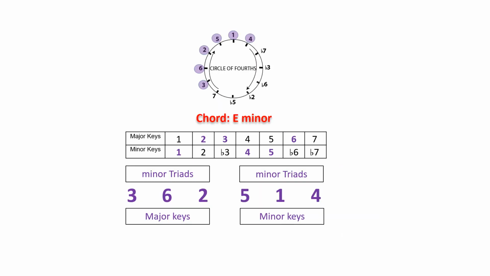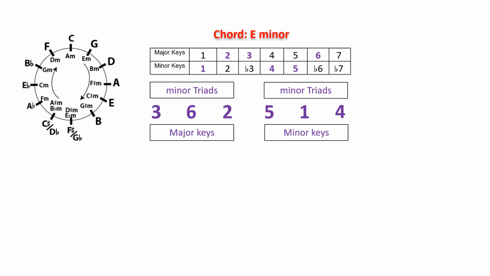Now, let's find the 6 keys for the E minor chord. In the order of fourths below, you'll notice that the minor triads in major keys are from scale degrees 3, 6, and 2, while minor triads in minor keys are from scale degrees 5, 1, and 4. Because our pattern of scale degrees begins with 3, to use our shortcut, we must begin a major third below E, which is C, and count up in fifths to G, D, A, E, and B.